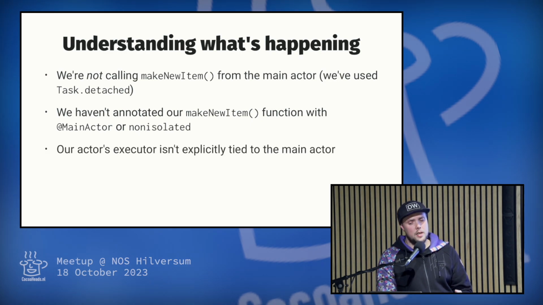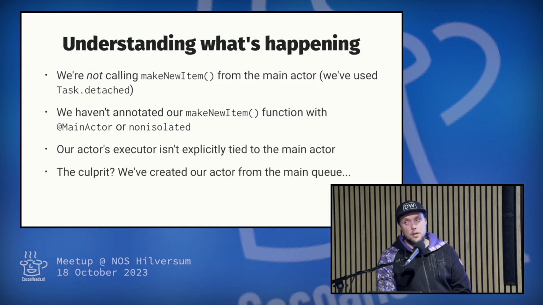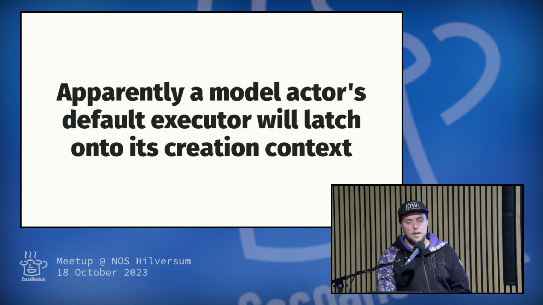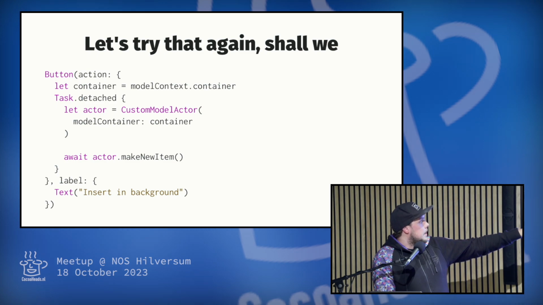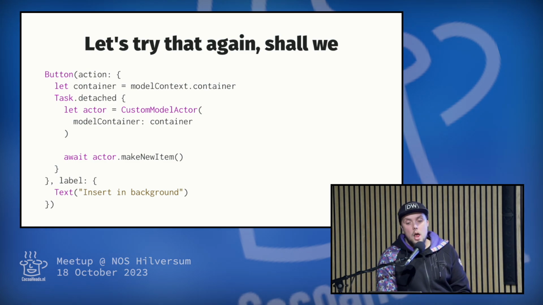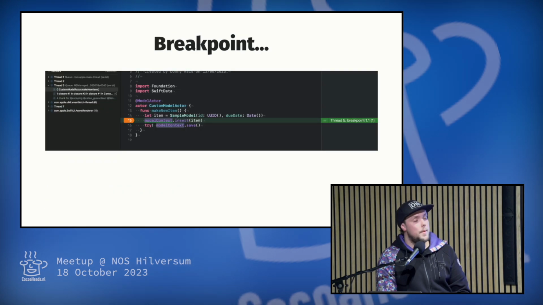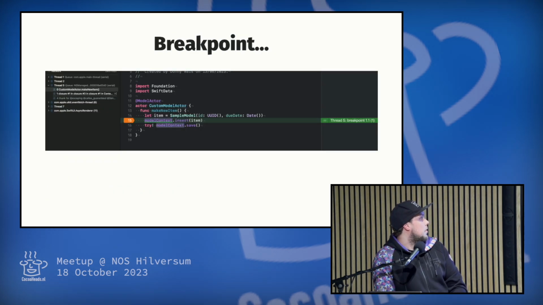We did not explicitly tie our actor's executor to the main actor. So the culprit: we created our actor from the main queue. So apparently a model actor's default executor will latch onto whatever context it was created in. So if we make our actor on the main thread, it's going to make its serial executor and say, oh, we're on main now, so probably you want to be on main all the time. So if we try this again, if we actually move that little bit of code down to make the CustomModelActor inside of our detached task, now all of a sudden we hit the breakpoint and we are in fact in the background, thread 5 in this case. So we can see that it matters where we make this actor.